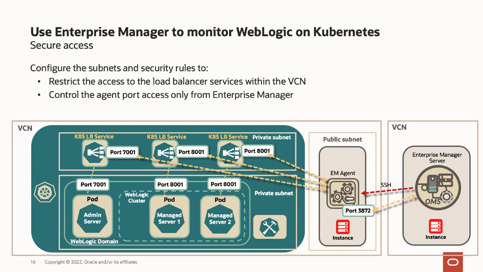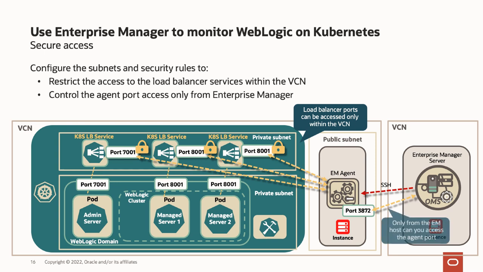And as briefly mentioned, the access to the ports are configured to the minimum required. The load balancer services are set up in a private subnet, and the access to them is restricted only within the VCN. So you will not be able to access the load balancers from the outside of the VCN. You can also restrict the access to the agent port 3872. This can be done by configuring the CIDR in the public subnet, allowing access only from the Enterprise Manager host. So you can securely configure the access to the WebLogic servers as in this diagram, so that only through the Enterprise Manager you can access the information from outside of the VCN.